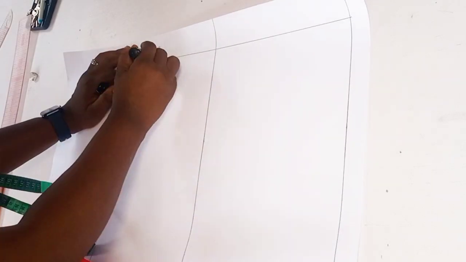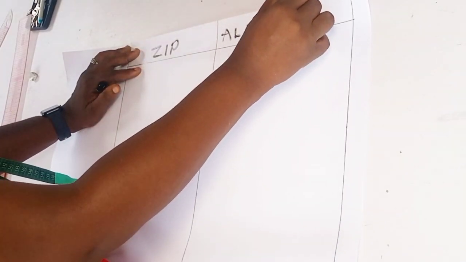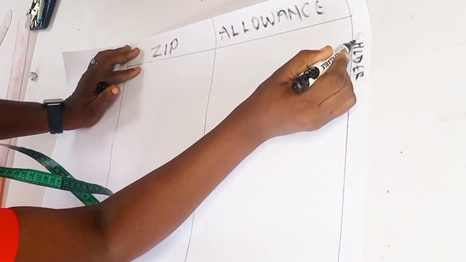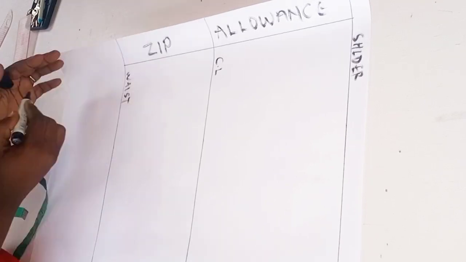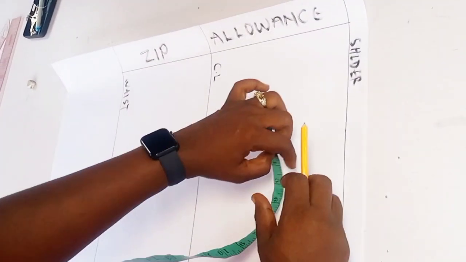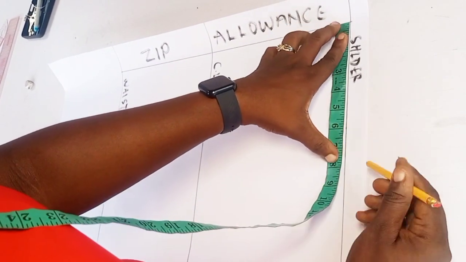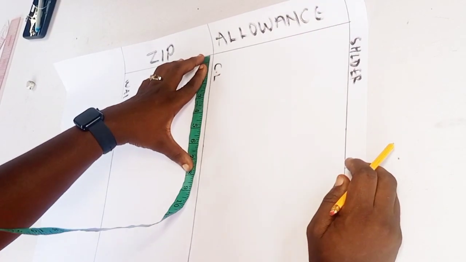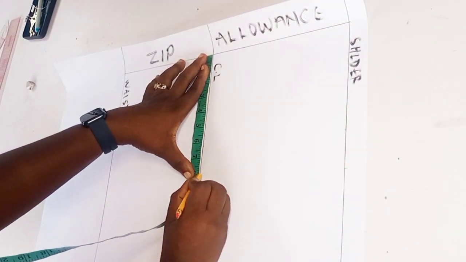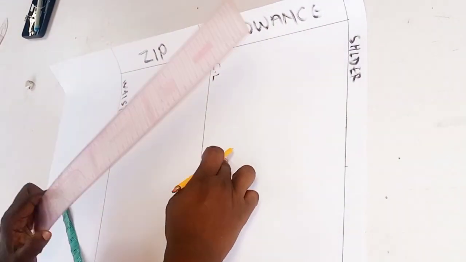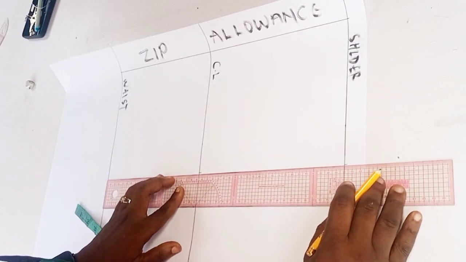Go ahead and label the pattern, the zipper allowance, then the shoulder line, also the chest line and the waistline. So these are the lines needed for the back. On the shoulder line, I'll take the shoulder measurement divided by 2, and also on the chest line, and then I'll connect the 2 points together.